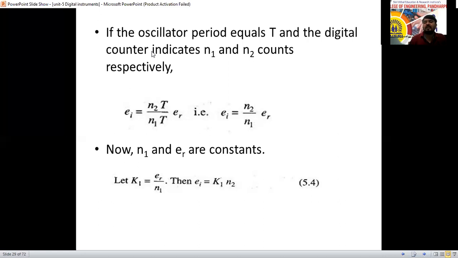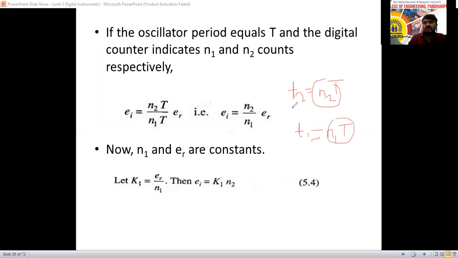Instead of T2, we can write T2 equal to N2 into the time period T, and T1 equal to N1 into T. Substitute these two: in the place of T2 we substitute N2 T, and in the place of T1 we substitute N1 T.